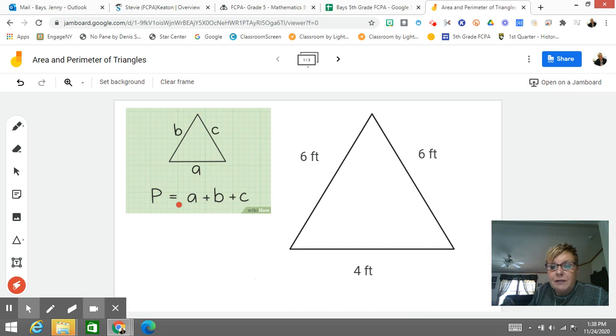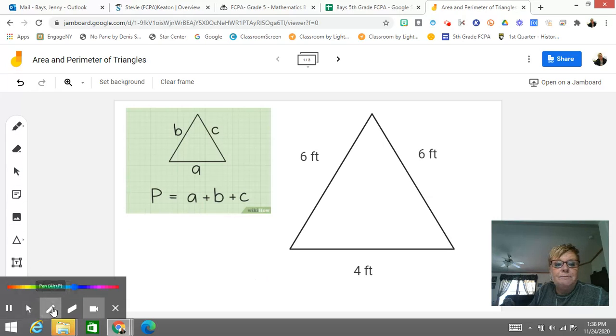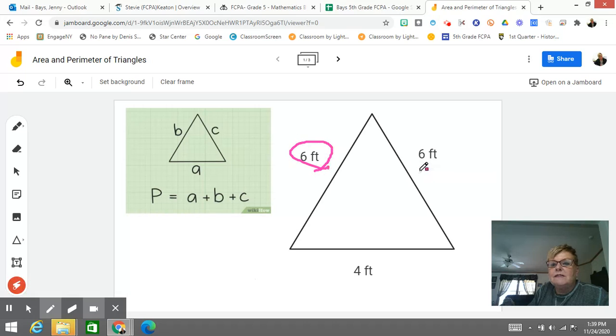Okay, remember that perimeter is the distance around. So even with a triangle, the distance around will be all three sides added together. So A plus B plus C. So in the instance of the triangle we have right here, it will be 6 feet plus 6 feet plus 4 feet. 6 plus 6 plus 4 would be 16. So the perimeter of that triangle will be 16 feet.